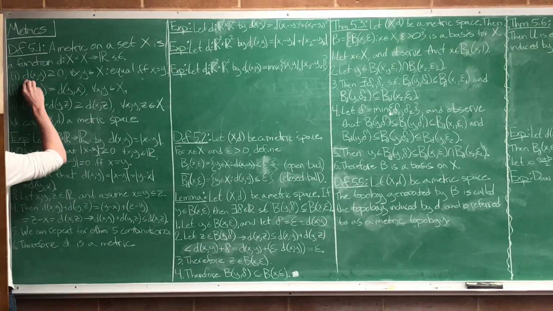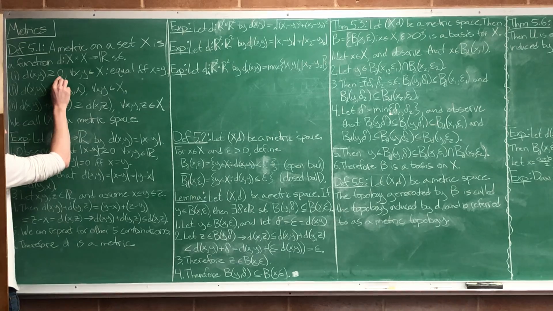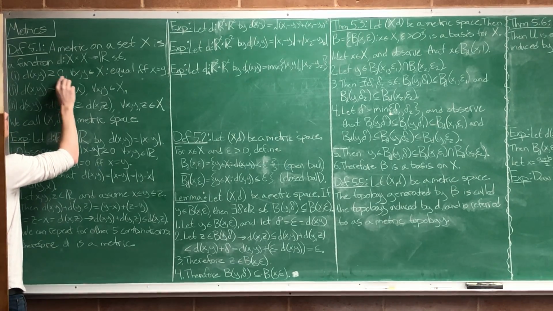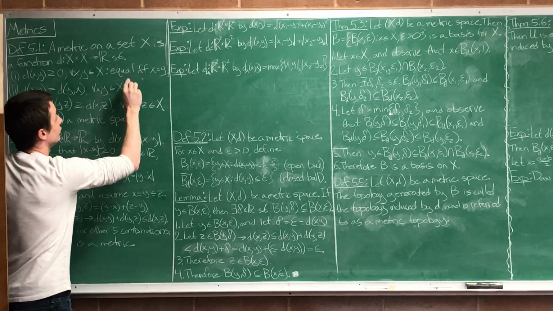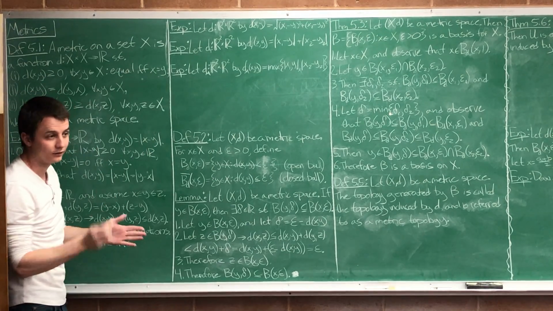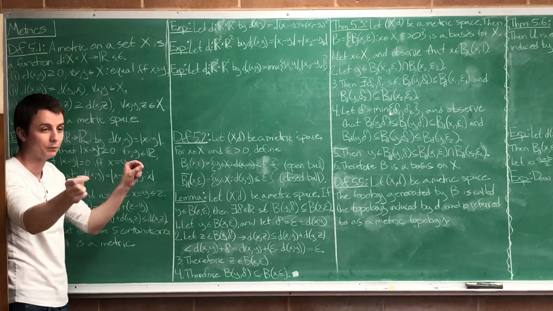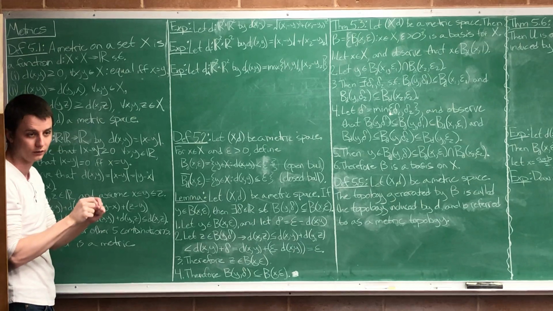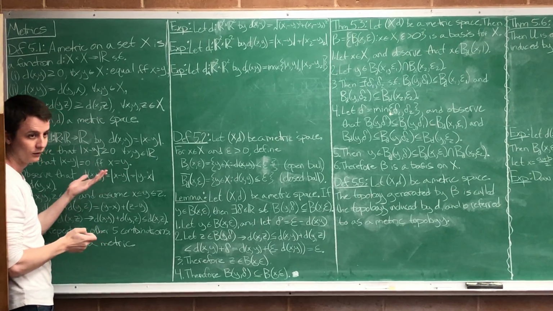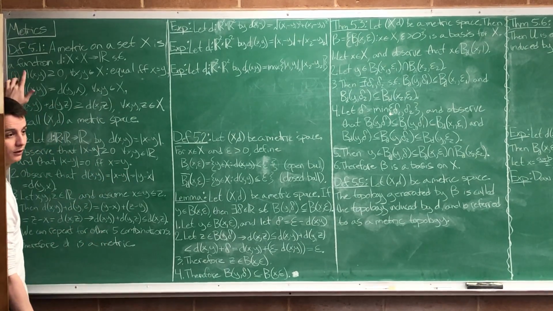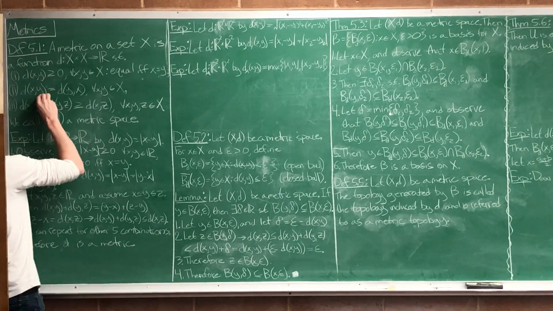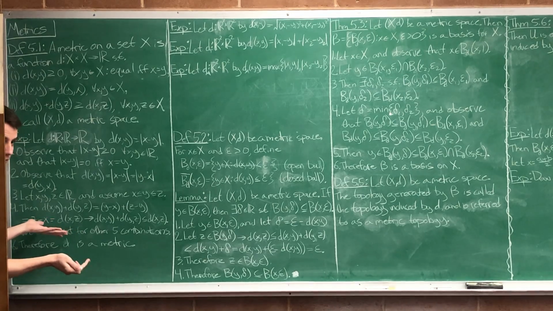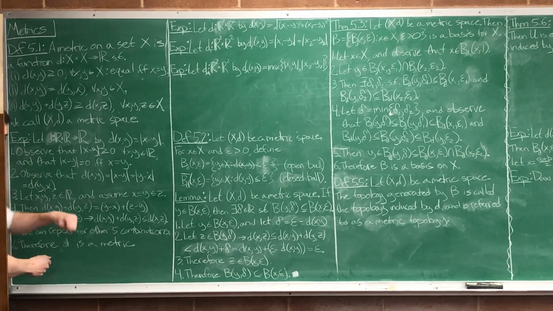Property 1: d(x,y) is always greater than or equal to 0. The distance between two points is always greater than or equal to 0. Furthermore, it's equal to 0 if and only if x and y are the same point. I can't have two separate points with distance 0 between them. Property 1 makes sense? Property 2: the distance from x to y has to equal the distance from y to x. Pretty intuitive. It doesn't matter which way you measure the distance, you get the same thing.